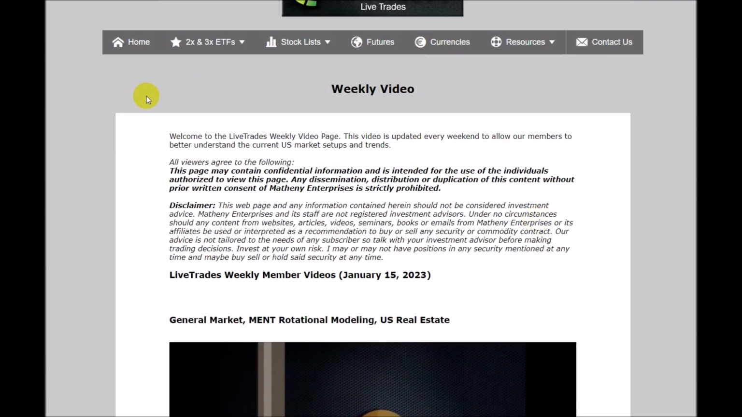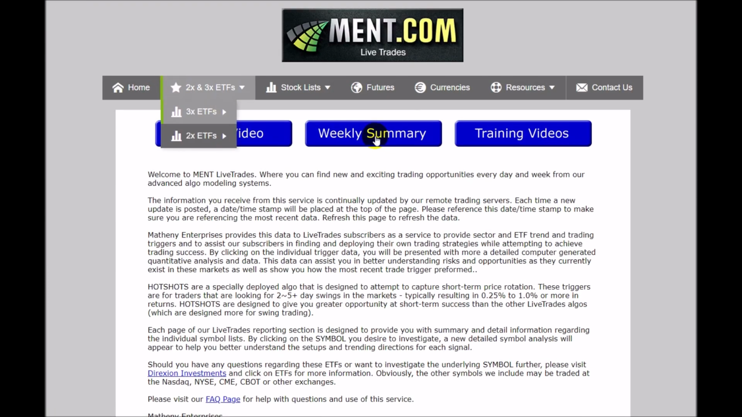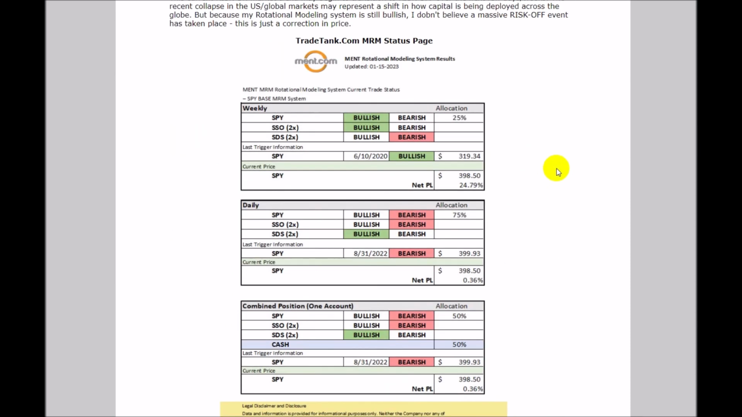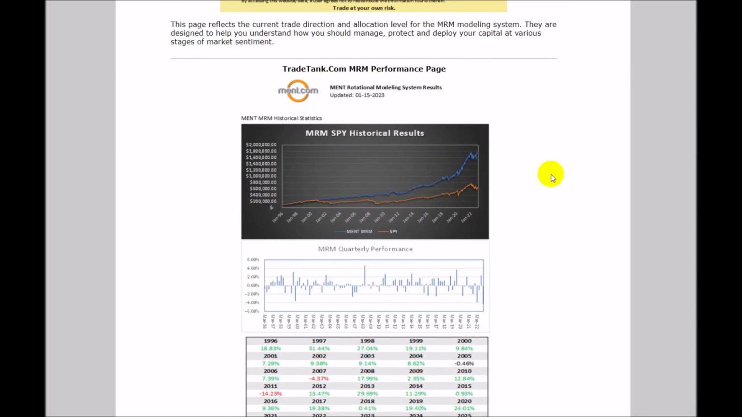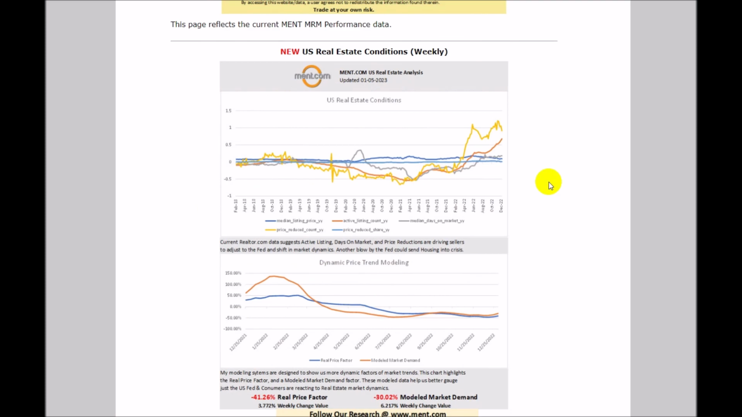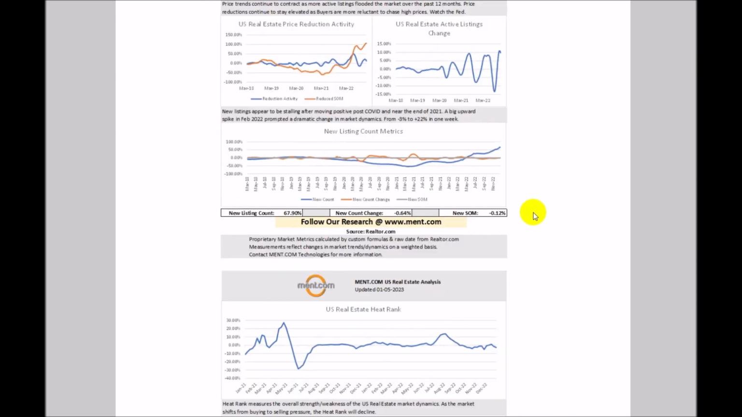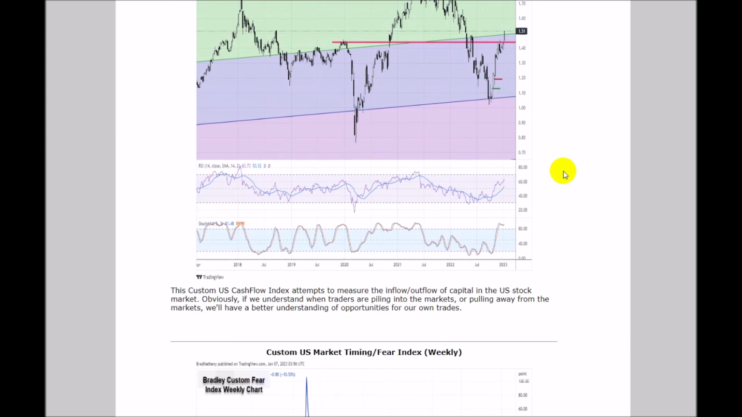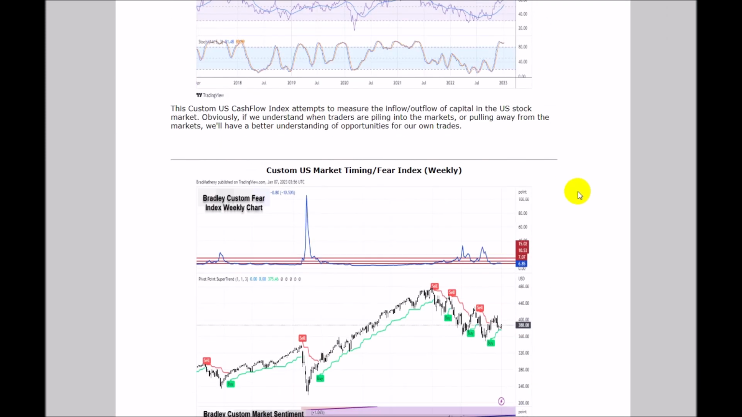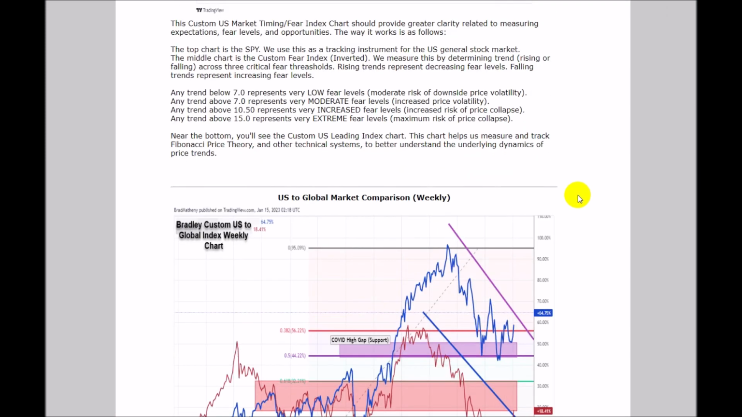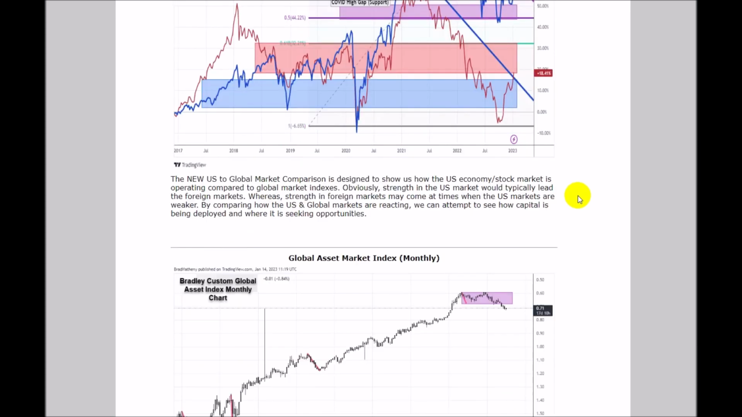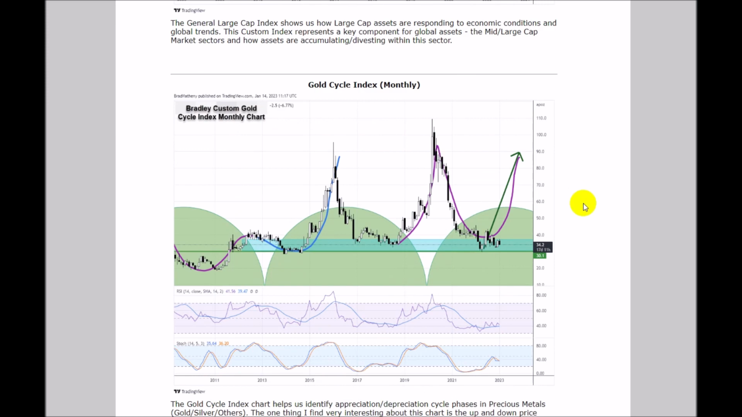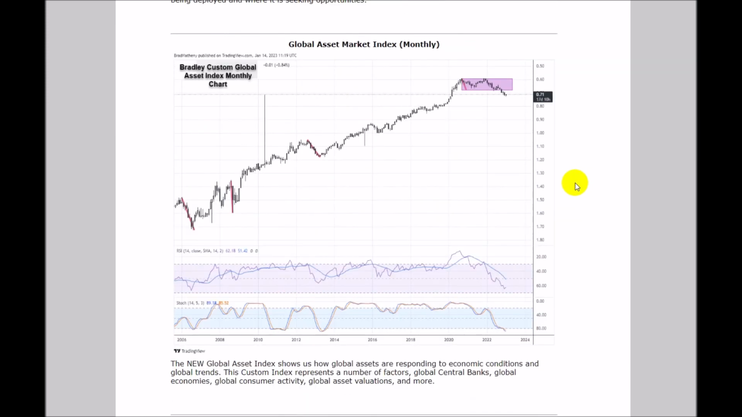But we also have the weekly summary, which is where I highlight all of the custom index data, MENT rotational modeling system data, real estate data, and others. Very important that you follow along with these and try to get a gauge or a proper understanding of what's taking place in the markets. There is a ton of data here for you to really stay aware of what's happening. Remember, I update these weekly.